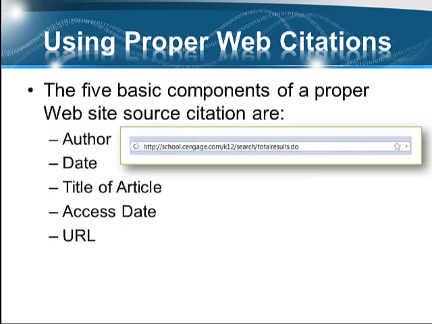The 5 basic components of a proper website source citation are the author, the date, the title of the article, the access date, and the URL. Deep linking is citing a web address that goes beyond the home page or the entry page.